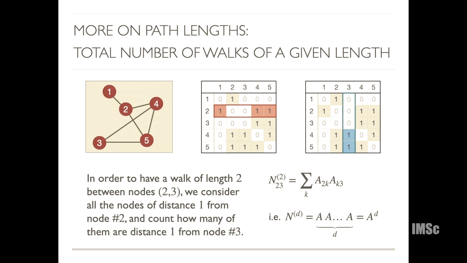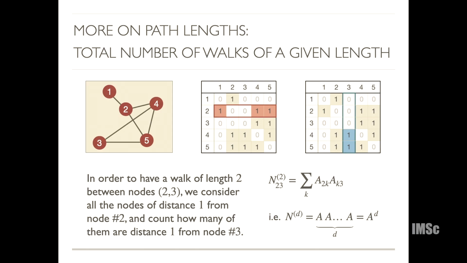So if I take the sum of all the products of A of 2k and A of k3, so basically the second row kth column and kth row third column, and I take the sum of that, that gives me the total number of paths of length 2 between nodes 2 and 3. I'm sure you can all recognize that this is just a matrix multiplication. I can do this for every possible entry, and the matrix multiplication is going to give me a matrix that tells me the total number of walks of length 2 between every pair of nodes in the network.